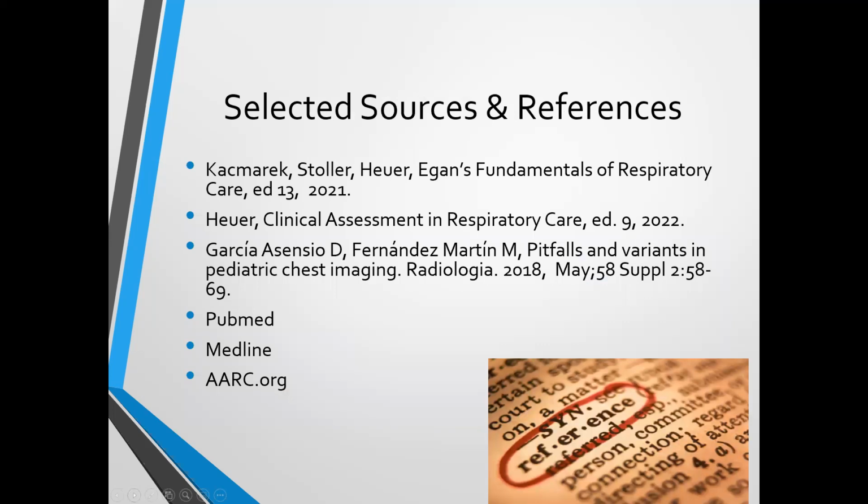There are some selected sources. Among them is the Egan's Fundamentals textbook. We actually have 2 chapters in the textbook. One just relates to chest imaging. The other relates to pediatric and neonatal disorders, which talks about some of these specific disorders. My Clinical Assessment in Respiratory Care textbook that just came out has, again, a chapter on chest imaging as well as on pediatric and neonatal abnormalities. This piece by Garcia and others talks about pitfalls and variants in pediatric chest imaging. It's really very interesting. It's fairly new out there. It's written in a pretty understandable way.